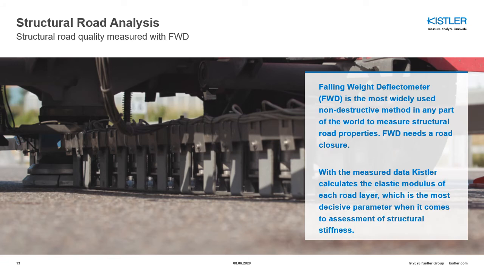The third step is to measure the structural road quality using an FWD device. That's a falling weight deflectometer. It's the most widely used non-destructive method in any part of the world to measure structural road properties. This service needs a road closure. With the measured data of this, Kistler is able to calculate the elastic modulus of each road layer, which is the most decisive parameter when it comes to assessment of structural stiffness for the WIM site.